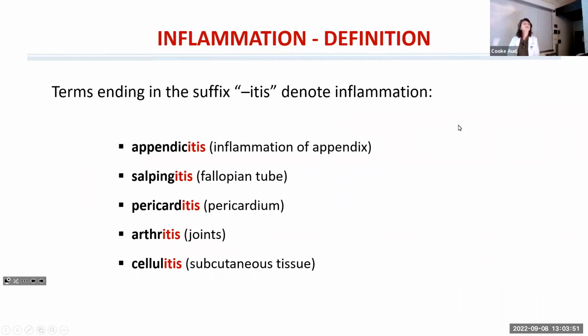How do we indicate the presence of inflammation in a particular site or tissue? We take the name of the tissue and we add the suffix -itis. And I'm sure you all heard about appendicitis. And then you can add this suffix to any tissue or any organ, and you get to denote the presence of inflammation in that particular place. Salpingitis, the inflammation of the fallopian tube. Pericarditis, arthritis, cellulitis, to name just a few examples.